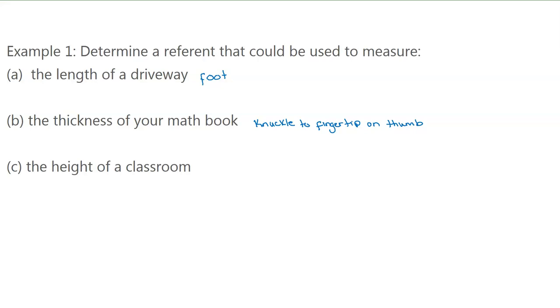Now, to estimate the height of the classroom, I will probably use the fact that 1 meter is about the height of a doorknob. So then I could use that visualization to see that approximately 2 more might be needed to reach the ceiling. So it would be approximately 3 meters high. So I would use the height of a doorknob here as my referent.